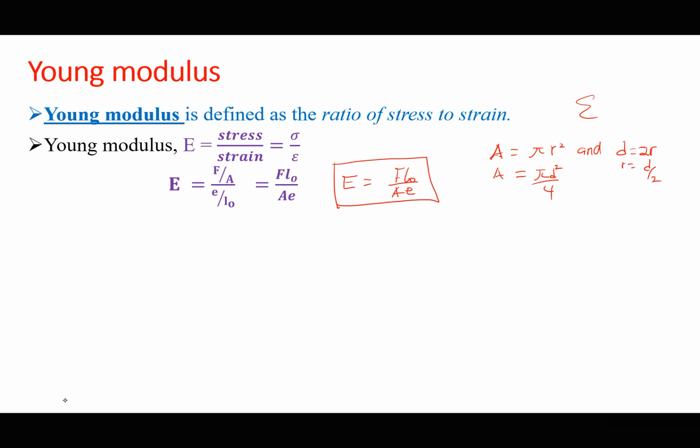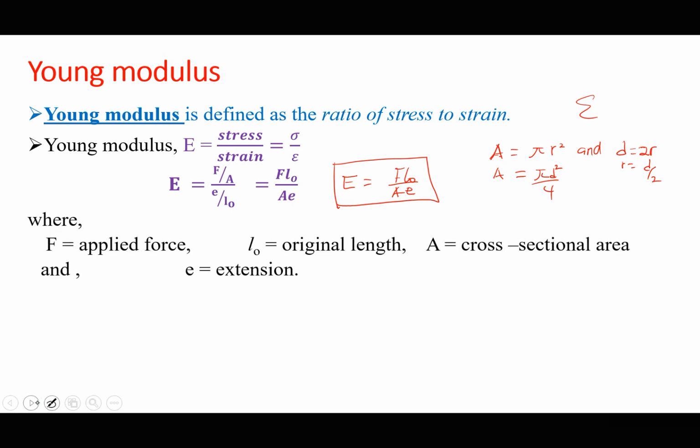Okay, so we shall just define the quantities involved here. Number one, F is the applied force. L naught is the original length. A is the cross-sectional area, and e is the extension of the material. So that is Young modulus.